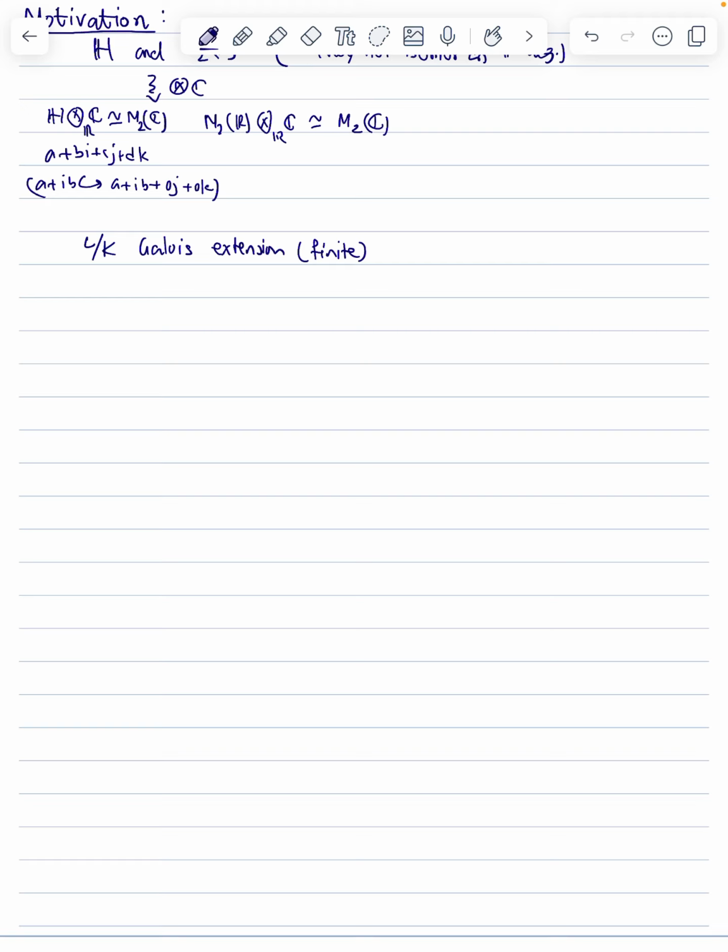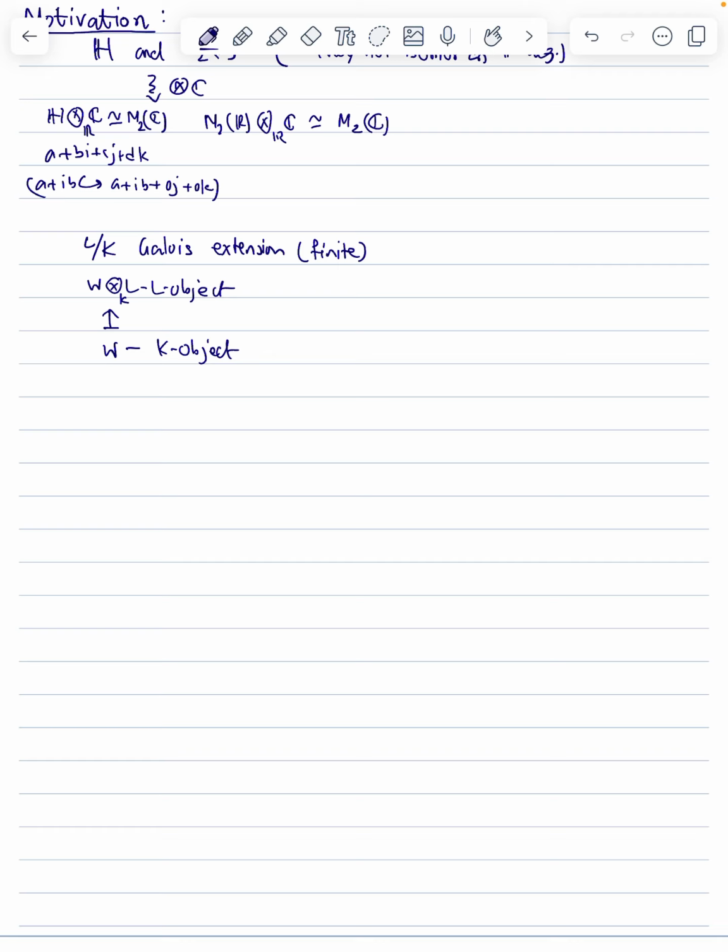Let's call it W. So let W be a K object, and we can make it an L object of the same type. Same type means if it was a vector space over capital K, after tensoring with L over K, we'll get a vector space over L. So we are going from down to top.